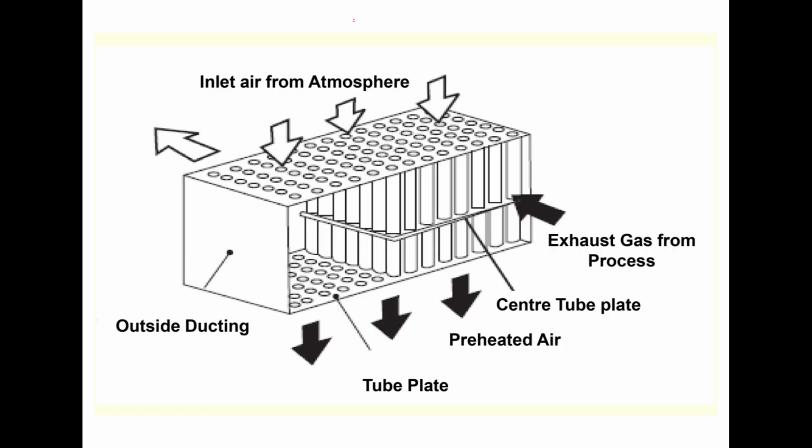This is the schematic diagram where we can see the outside ducting and tube plates. The tube plates are nothing but the support of the tubes through holes in the plate. The preheated air is able to flow through the tubes, exhausting the gas from the process. Center tube plates are also provided to further support the gas tubes. The inlet air from the atmosphere also enters and contacts the plates.